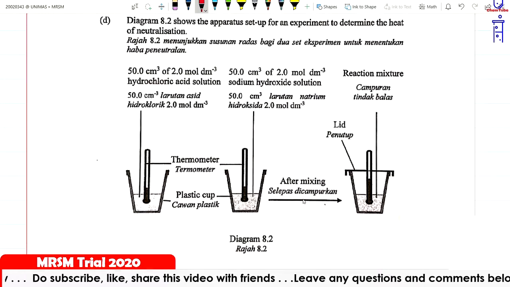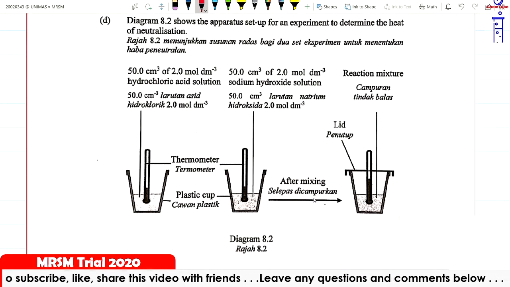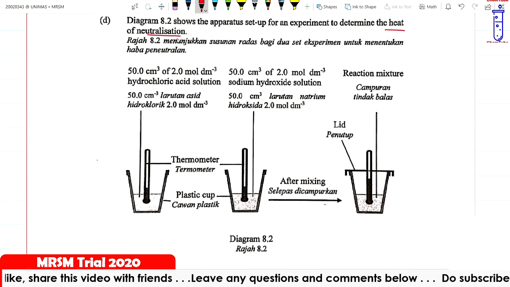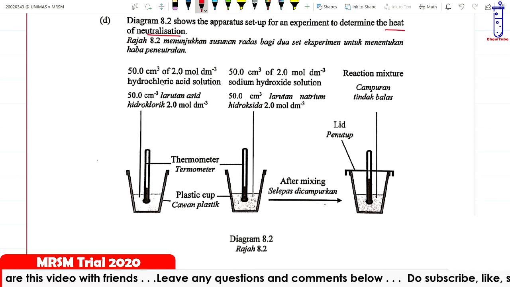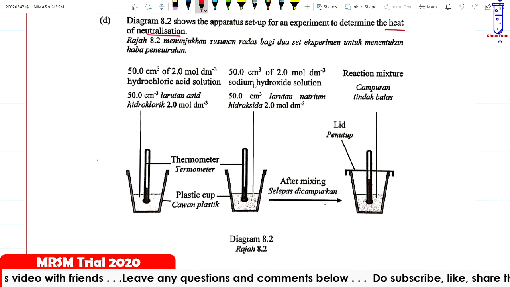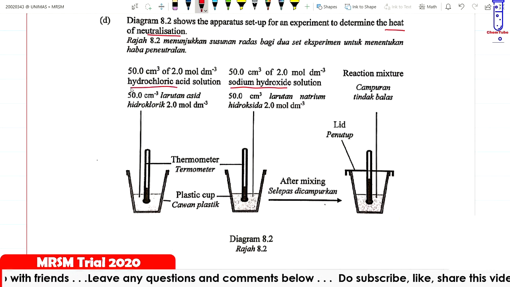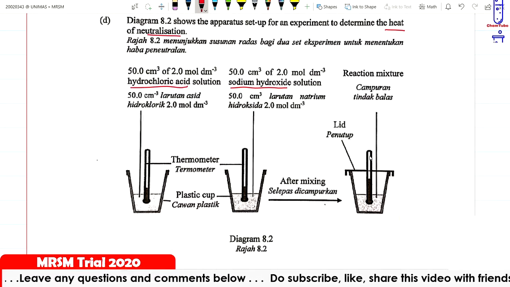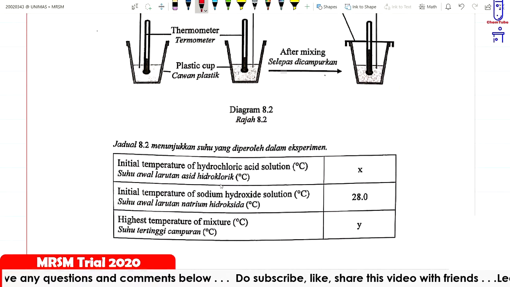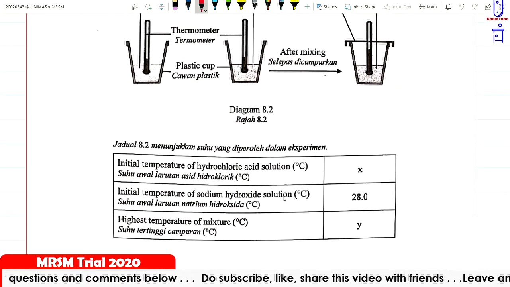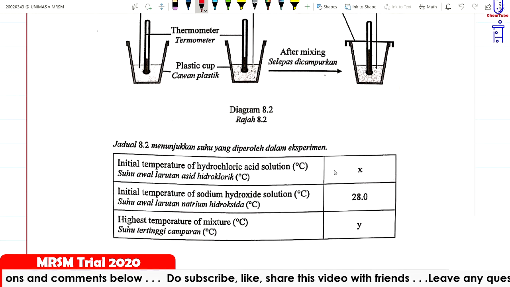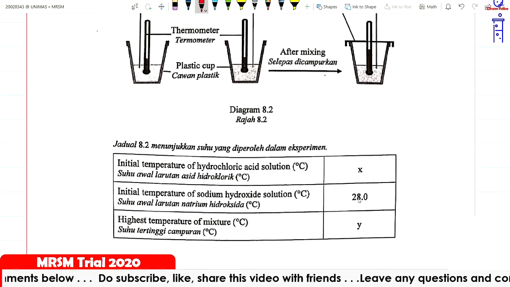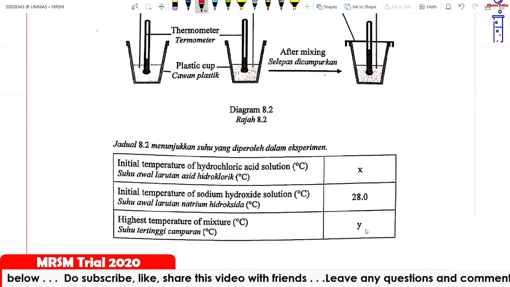Okay, diagram 8.2 shows the apparatus for the experiment to determine the heat of neutralization. You can see the volume and concentration are the same. This is sodium hydroxide, this is hydrochloric acid. Okay, so the reaction mixture, then we measure the temperature. Initial temperature is X for hydrochloric acid, sodium hydroxide is Y. Sorry, it is 28. The highest temperature reached will be Y.